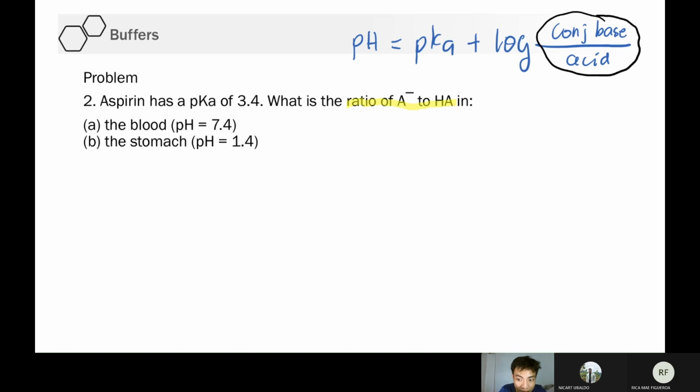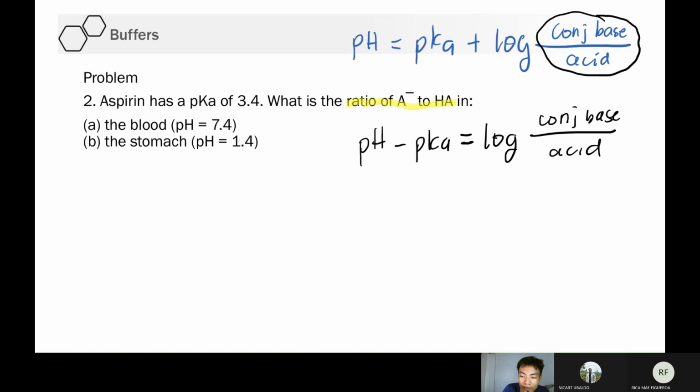Okay? So I will derive, then kayo na bahala mag-plug in ng values. Kung gusto mo hanapin yung ratio ng conjugate base sa acid, so rewrite natin yung equation. Yung pKa, lipat natin sa kabila. So that will be pH minus pKa equal log ng conjugate base over the acid. Then since yung fraction, gusto natin yun yung ma-solve natin, pero nasa loob siya ng log function, then we have to do the anti-log para matanggal yung log. Okay, yung fraction yung gusto natin eh. Tatanggalin natin yung log using anti-log.